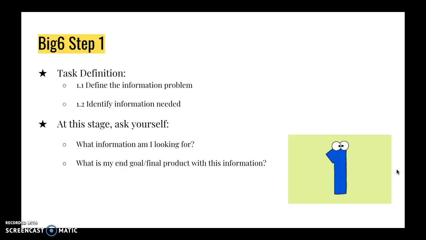All right, so in review, step 1 of the Big 6. The first step is defining the task. So you want to figure out what the problem is that you have and identify what kind of information you need. Some things that you're going to be asking yourself are, what information am I looking for? And then, what do I want to do with this information in the end? What is my end goal? Am I going to create a project? Am I going to write a paper? What am I going to do with this information?